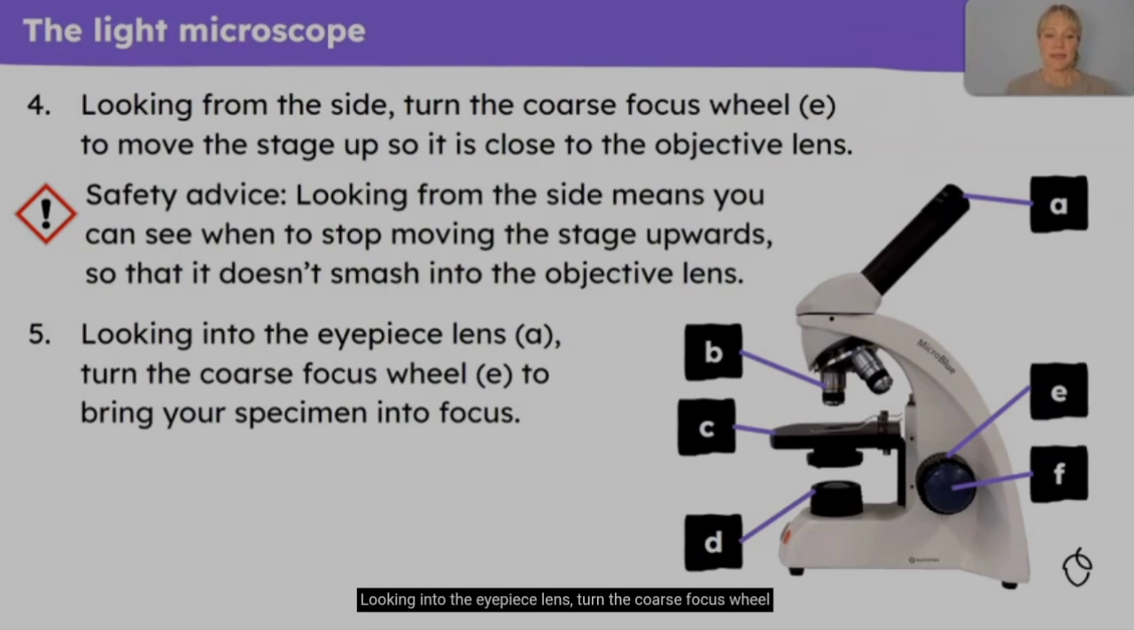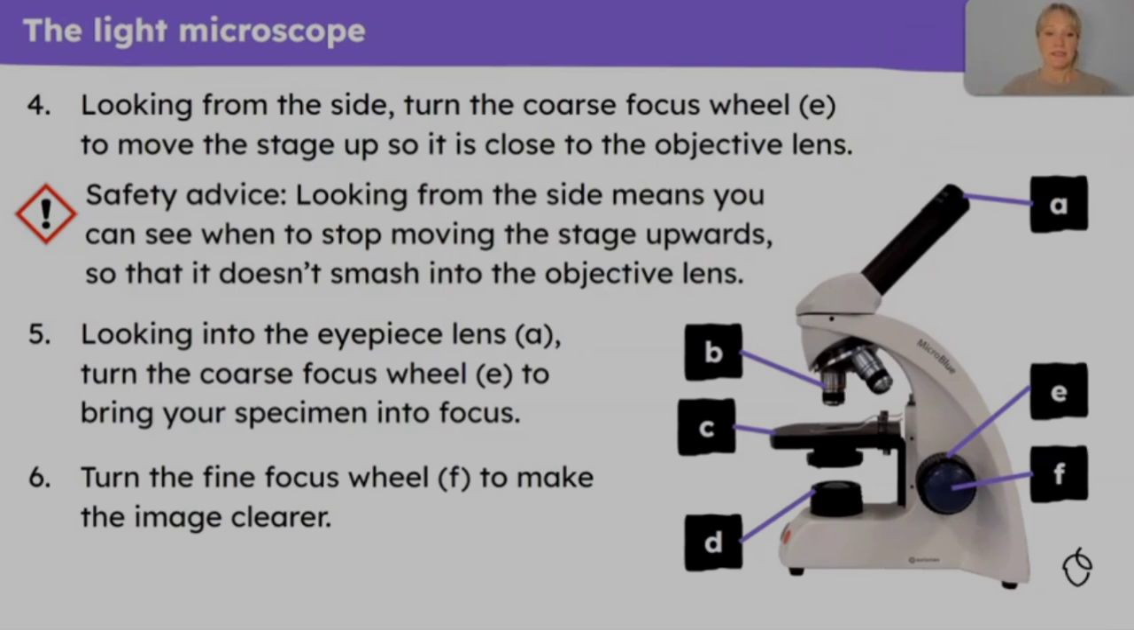Looking into the eyepiece lens, turn the coarse focus wheel to bring the specimen back into focus. You should be able to turn it down to take the stage downwards because it was up as high as it would go. Then you can make sure you don't get any closer to that objective lens. Finally, we use the smaller wheel at the side, the fine focus, and that makes a much clearer image.